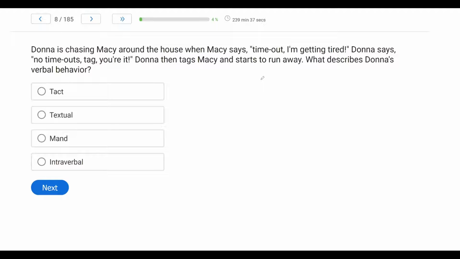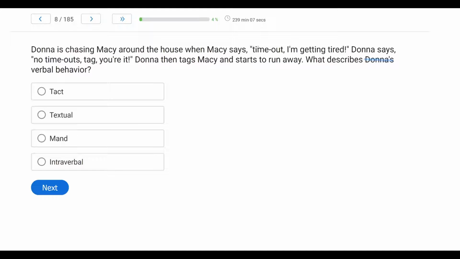Now, for verbal behavior questions, they should be pretty straightforward. We're asking ourselves, what evoked the verbal behavior? Are we worried about point-to-point correspondence and formal similarity? And then what reinforced it? Now, in this case, they're asking specifically about Donna's verbal behavior. And so in verbal behavior questions, you want to be very, very sure you know what speaker or who you're looking at, whose behavior we're focused on. In this case, Donna is our speaker.